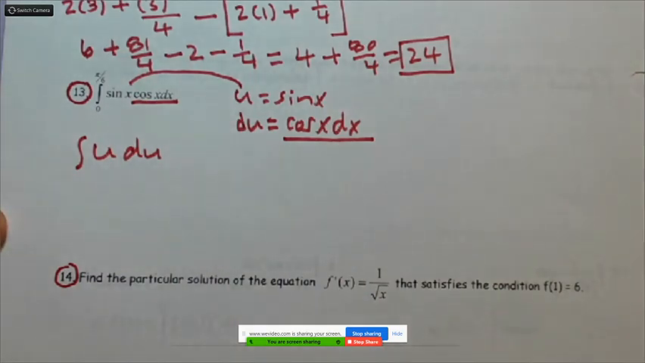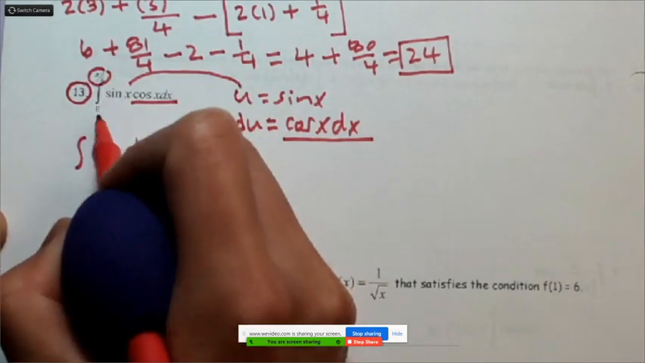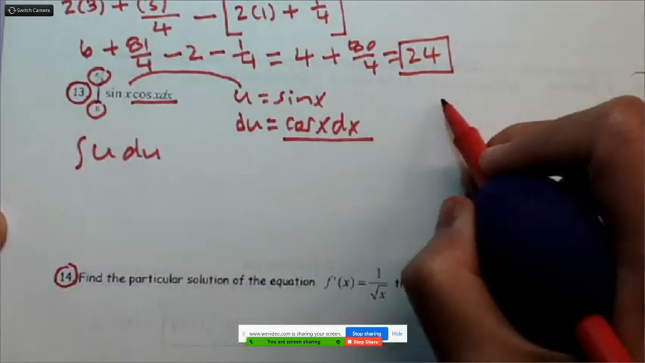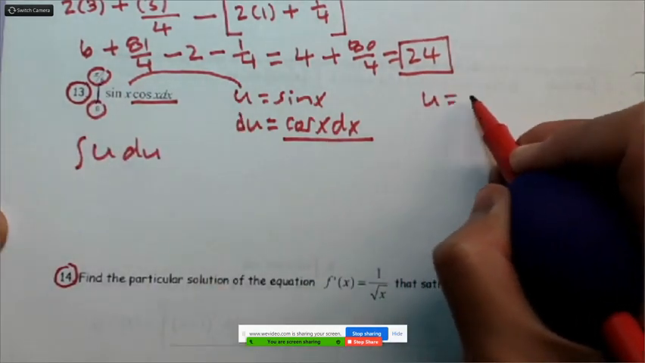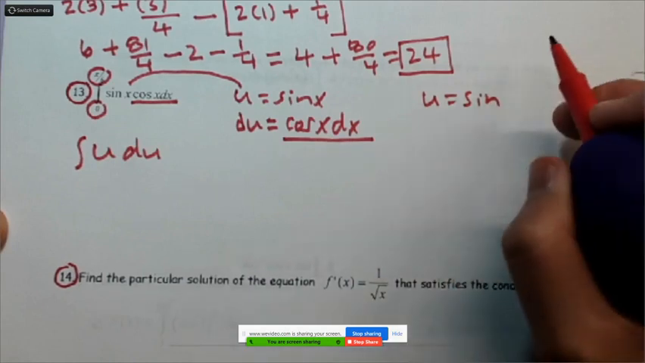And I want to go ahead and change my bound. Because if I change my bound, do I need to plug back in the x's? No. So let's go ahead and see what this number is and what this number is. So going back to pre-calc, u is equal to sine of pi over 6.